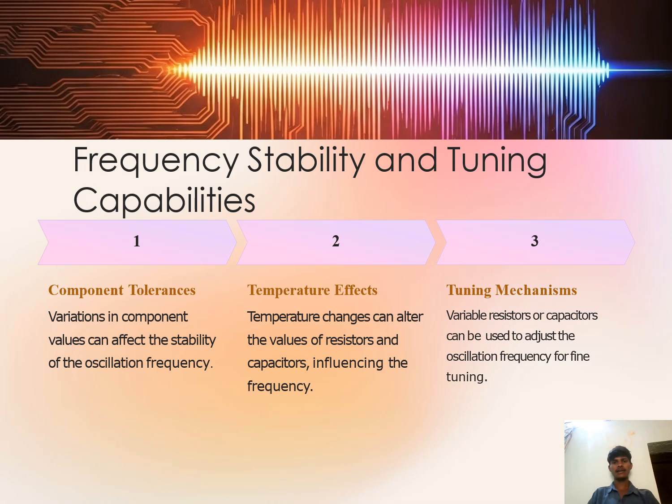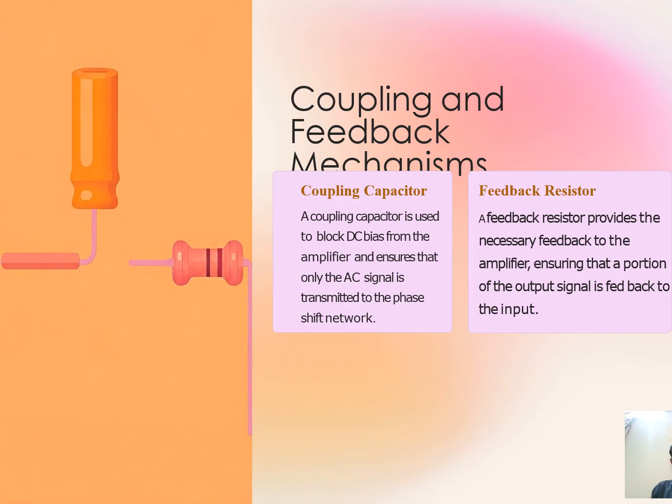Frequency stability and tuning capability. Component tolerance: variation in component values can affect the stability of the oscillation frequency. Temperature effects: temperature changes can alter the values of the resistor and the capacitor, influencing the frequency. Tuning mechanisms: a variable resistor or capacitor can be used to adjust the oscillation frequency for fine tuning.